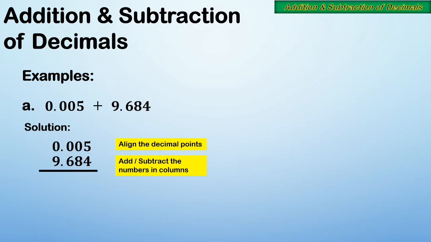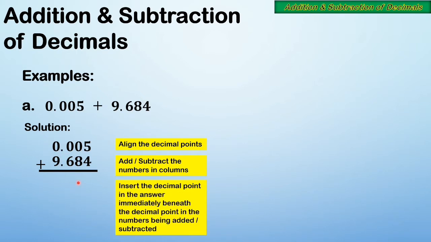Since it is addition, we add 5 plus 4 is 9, 0 plus 8 is 8, 0 plus 6 is 6, 0 plus 9 is 9. Then after that, insert the decimal point in the answer immediately beneath the decimal point in the numbers being added or subtracted. Dito natin ilalagay ang decimal point, beneath the aligned decimal points. That is how to add decimals.